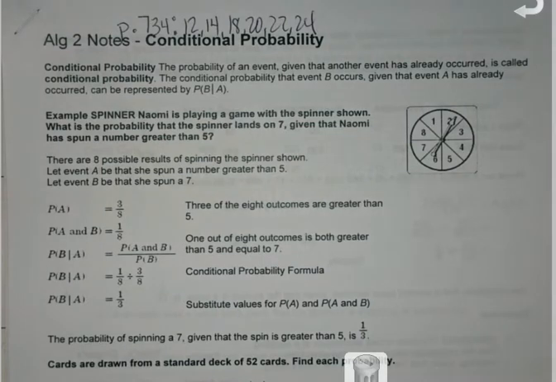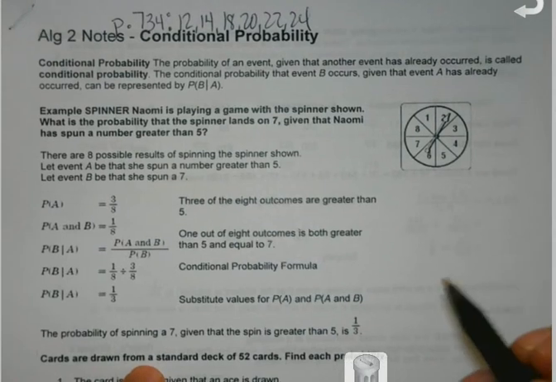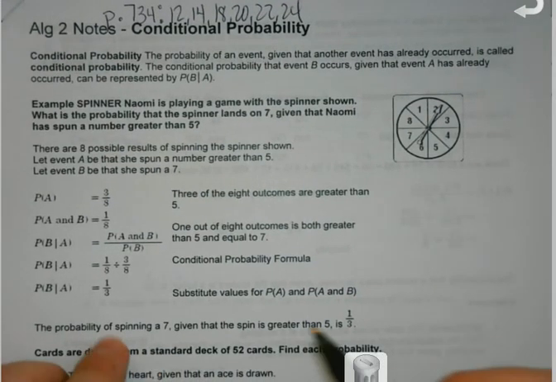So, for instance, if we want to do a little bit simpler of a one, over here we've got this spinner. Naomi's playing this game with the spinner shown. What's the probability that the spinner lands on 7 given that Naomi has spun a number greater than 5? So here's how we kind of put this together. We look and we say, okay, now here's our fancy business. We always get the fancy mathematical lingo here first and then simplify it.